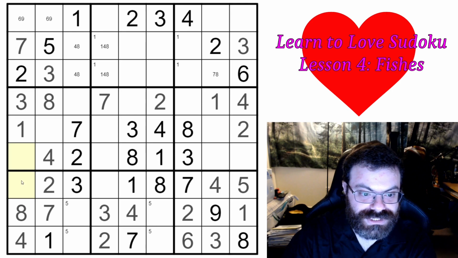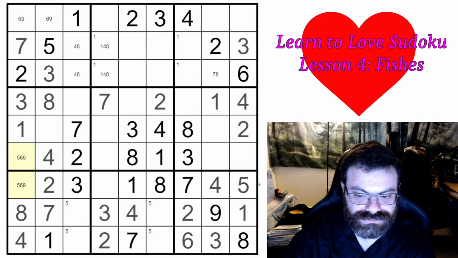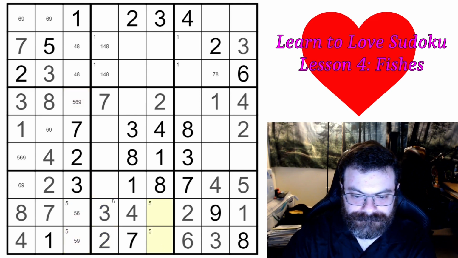For this column, we need 5, 6, and 9, it looks like. This can't be 5. This can be any of those, so I guess that means this is also 5, 6, 9. But this can't be 5, so that leaves 6, 9, that's right. And then this would be 5, 6, 9 as well. This can't be 9, this can't be 6. Is this also 5, 6, 9? We have a lot of 5, 6, 9s left. This can't be 6. And this can't be 9. So I might as well leave these 5s there.